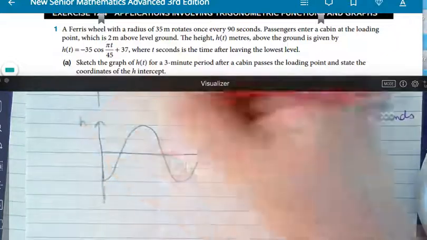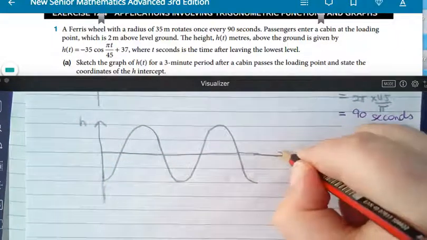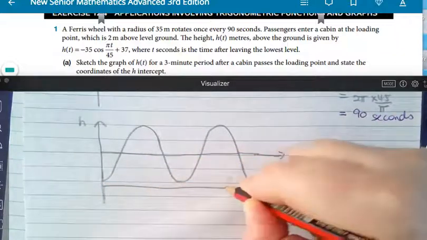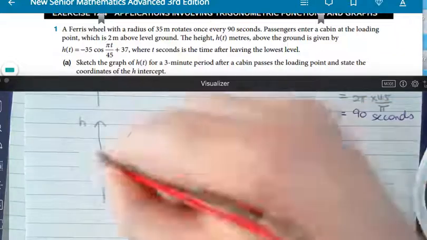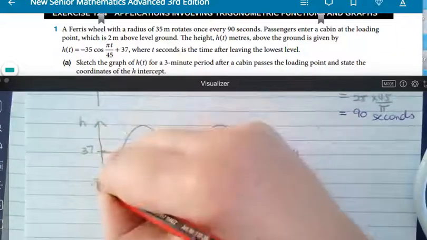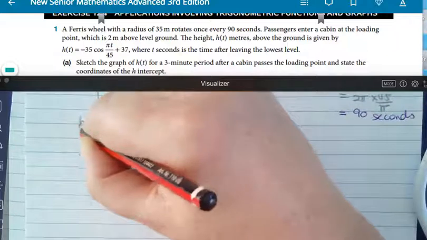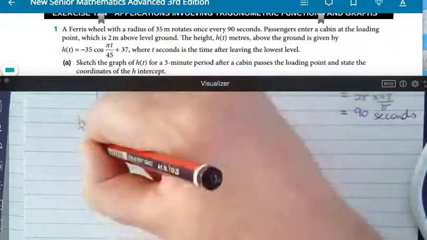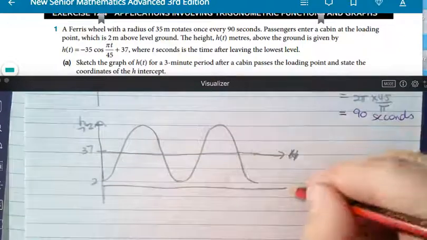That is my H axis. This is my T axis. Notice that my actual axis is, sorry, it's not my T axis. That's 37, sorry, that's 2. That's 72. Is that right? Yeah, that's my actual axis down here.